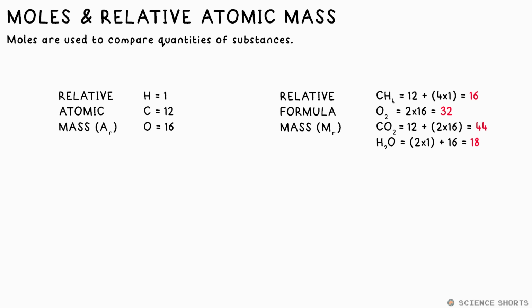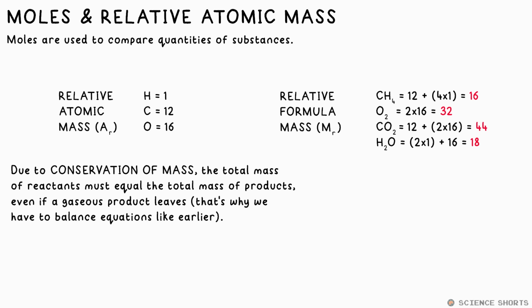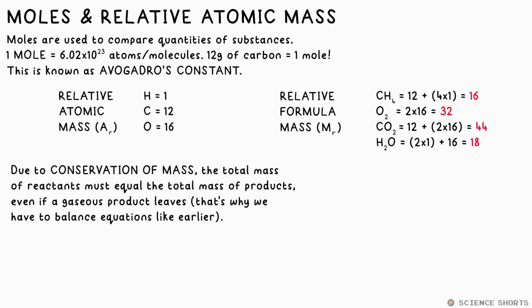We just add up the individual RAMs, so CO2 is 12 plus 2 lots of 16, so that's 44. Some reactions produce a gas product, which, if it leaves the reaction vessel, will result in an apparent decrease in mass. A mole is just a specific number of atoms or molecules. A dozen is 12, a score is 20, a mole is 6.02 times 10 to the 23. This is called Avogadro's constant. You might need to know the number, but we don't really do any calculations with it at GCSE.